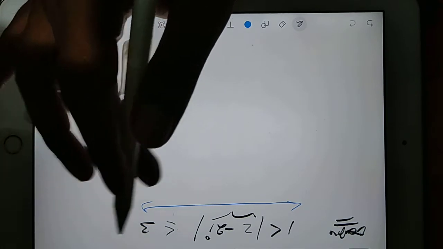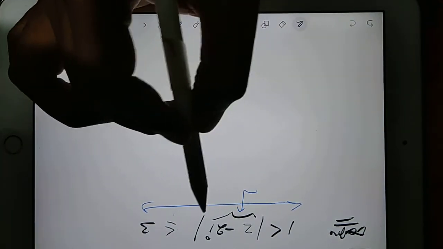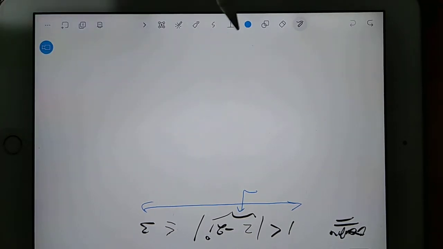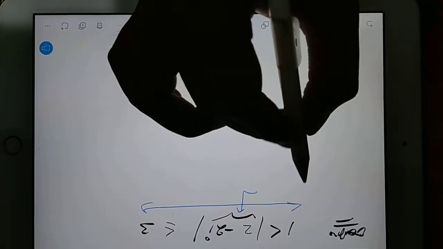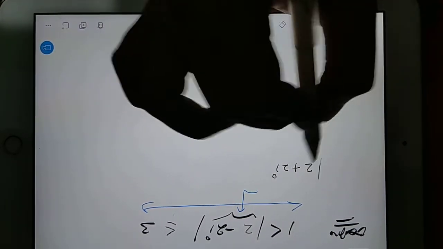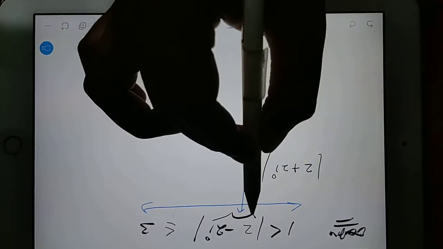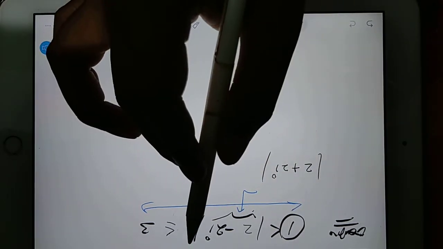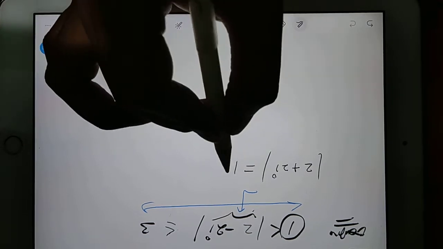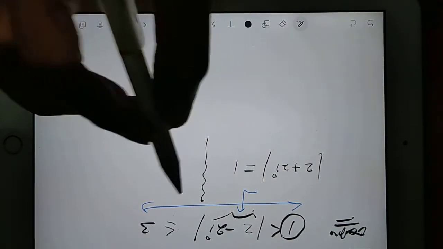So first of all, we should understand what this is representing. What we have to do: mod of z plus 2i is greater than 1. Right now I am considering it is equal to 1 for some purpose. I will explain what the purpose is.